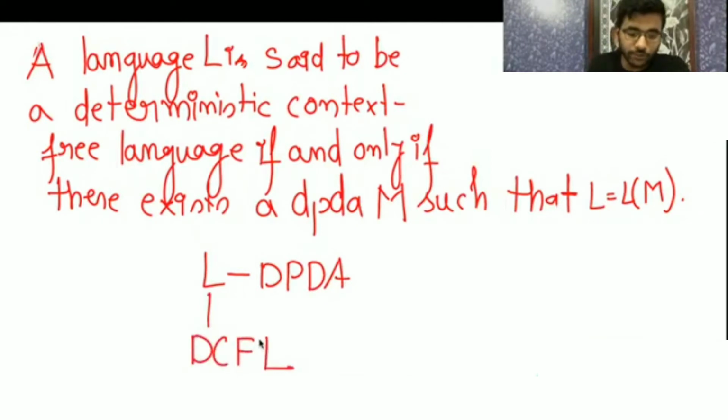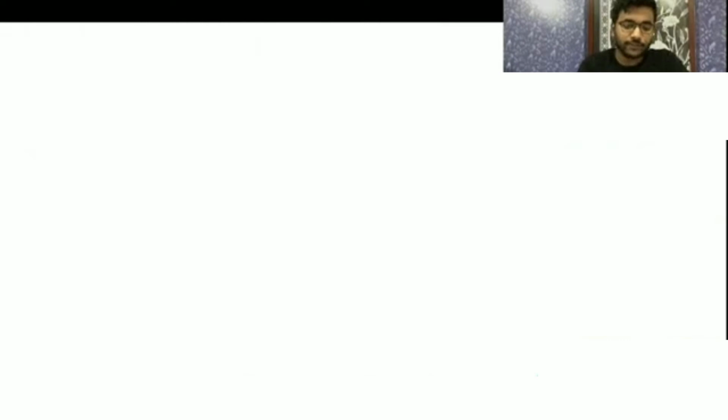You can even say whether a context free language is a deterministic context free language or a non-deterministic one. If for a language you can give a deterministic pushdown automaton, then that language is a deterministic context free language. If you are able to give only a non-deterministic one, then it is a non-deterministic context free language. Am I clear? Give a note and then write.